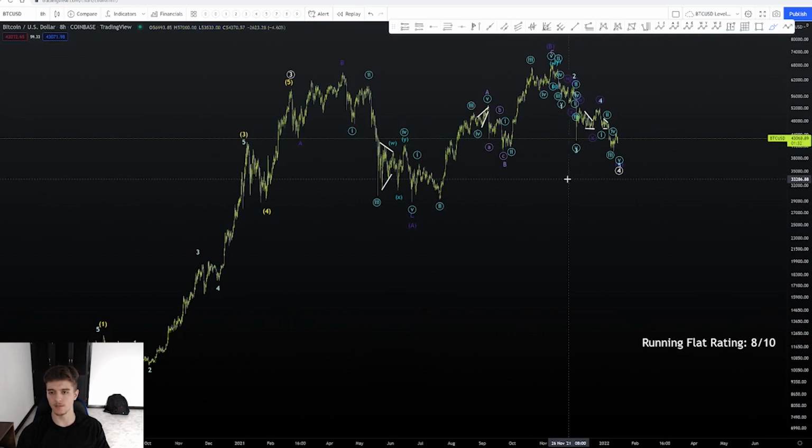This count, I'm going to give the running flat itself, I'll give an 8 out of 10. I think it is a pretty solid count. I don't see that many reasons as to why it would be a weak count, or you don't really see a ton of drawbacks. So I'm going to say this count is pretty high up there in terms of probabilities, but we just have to wait and see what happens.